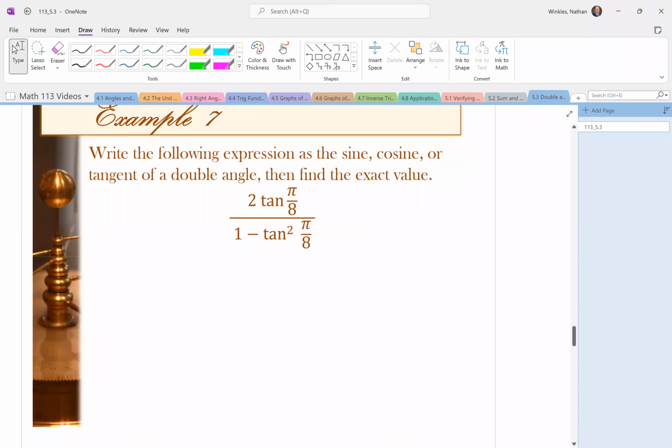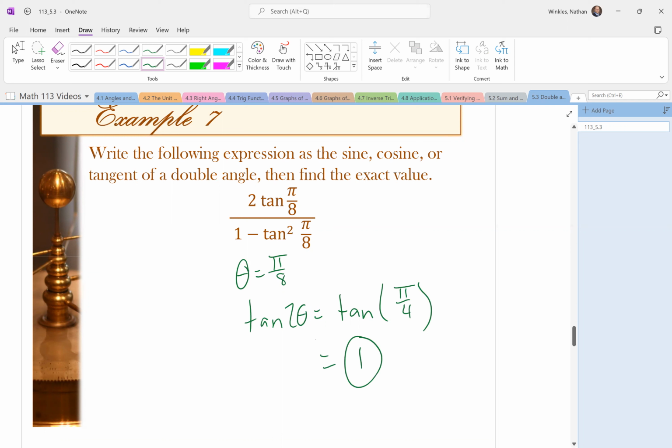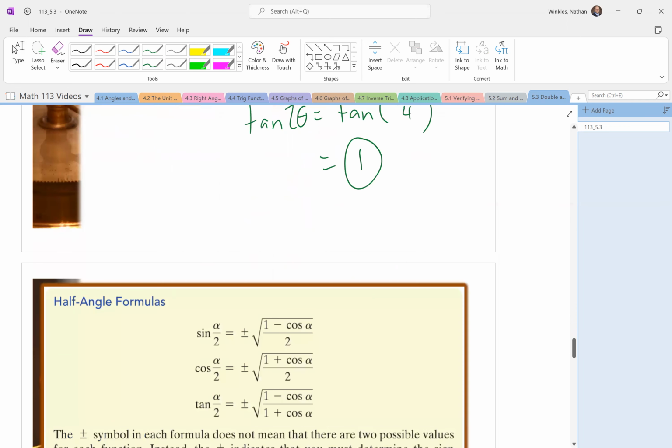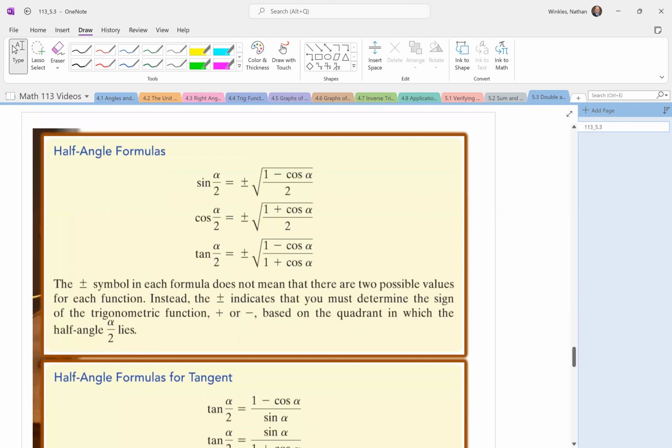So we're going to write the following as a tangent of a double angle because it's all got tangents in there, and then find the exact value. So in this case, theta is pi over 8. So tangent of 2 theta is tangent of pi over 4. So tangent of pi over 4 is the value of 1. So we're just trying to make sure that you can see it and understand it both ways. So that was how we can do our double angle formulas.